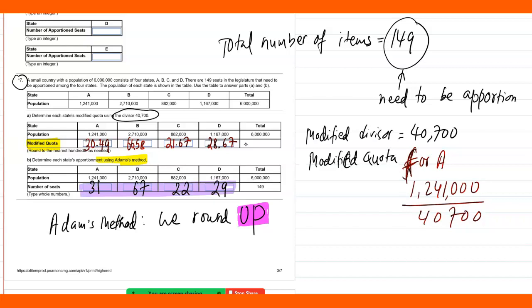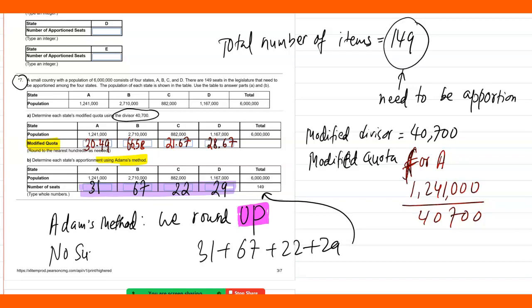This is the final apportion. Oh, sorry, not using Hamilton, using Adams method. In other words, if you add all these numbers, 31 plus 67 plus 22 plus 29, it must be 149. In other words, they have to apportion evenly without surplus. Therefore, Adams method is still no surplus. Okay, that's the answer.